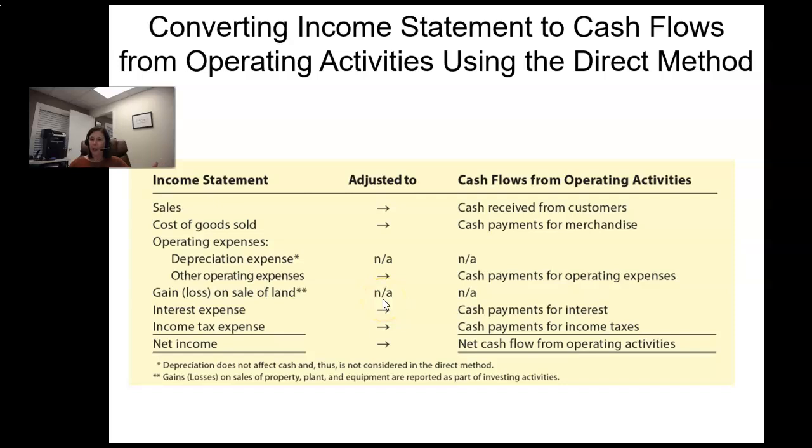We're ignoring gain or loss on sale of land, and then we're looking at the interest expense that was accrued versus what we actually paid for cash. Same thing for income taxes. And that gets us from an accrual-based net income to a cash-based net income from operating activities, or cash-based income statement.